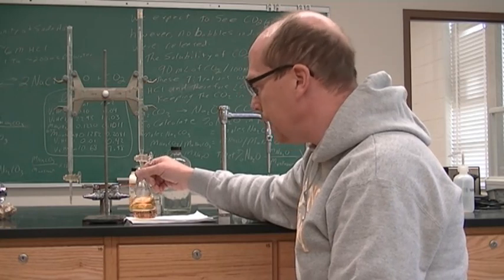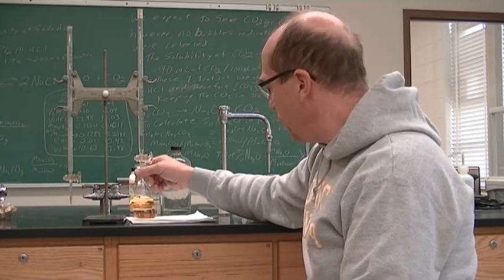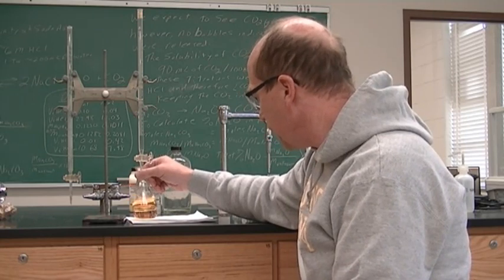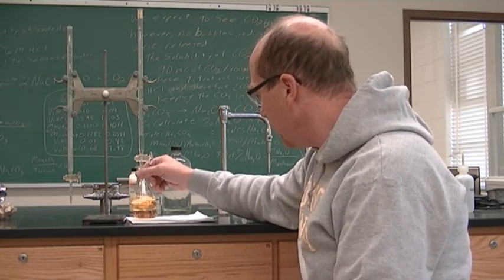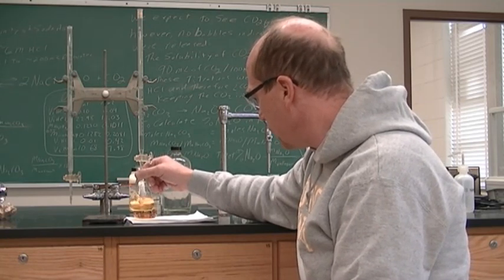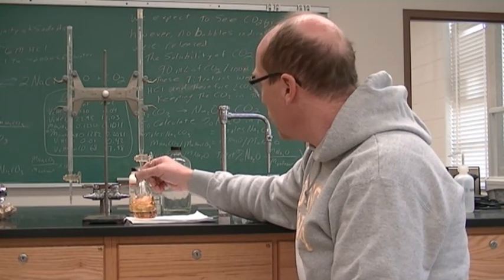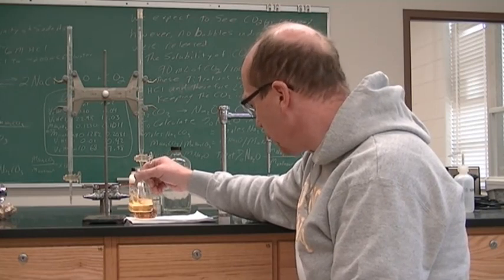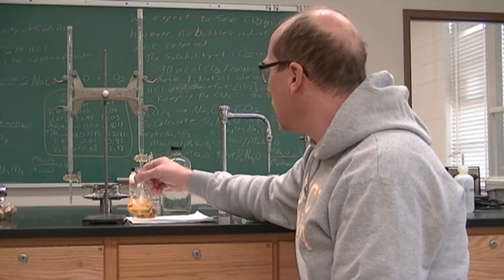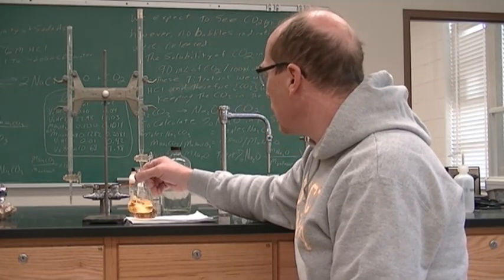So you cannot see any CO2. There's no bubbles of CO2 that are forming in the flask. Again, the concentration of this HCl is very small, not enough to release CO2. All right, getting pretty close to the end point here. I'm gonna slow it down and stain orange a little longer each time.